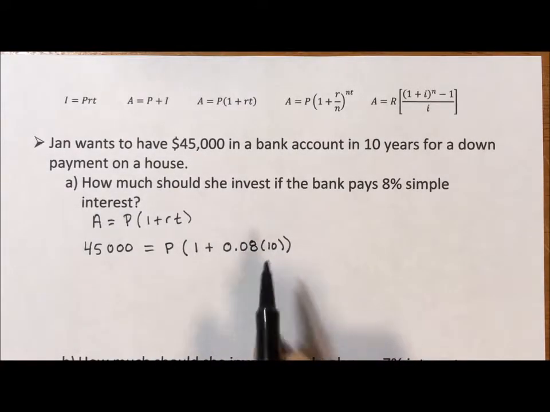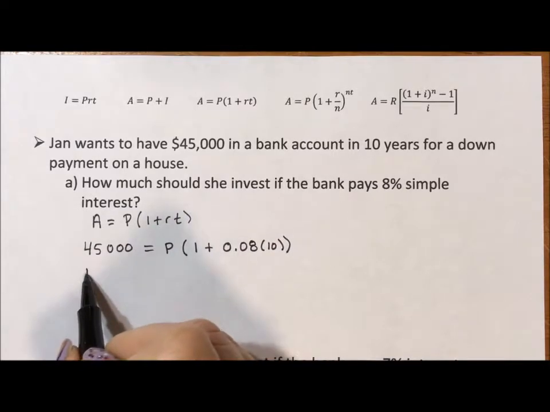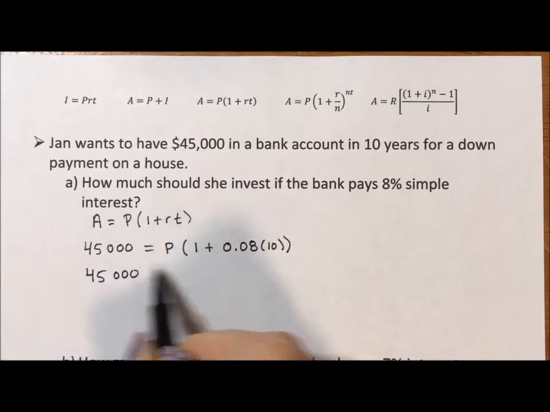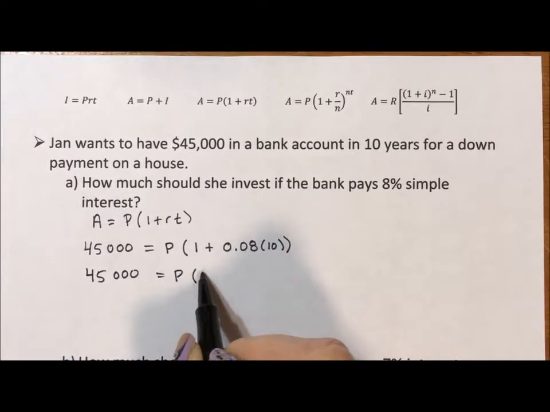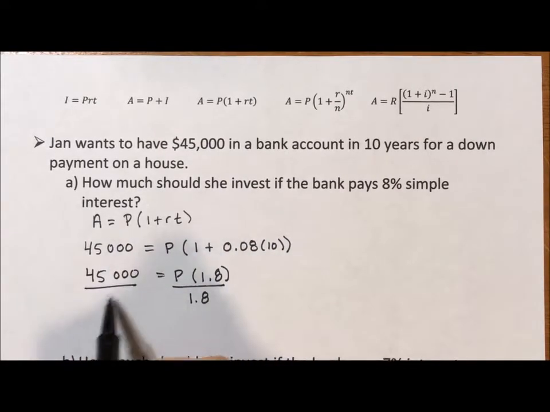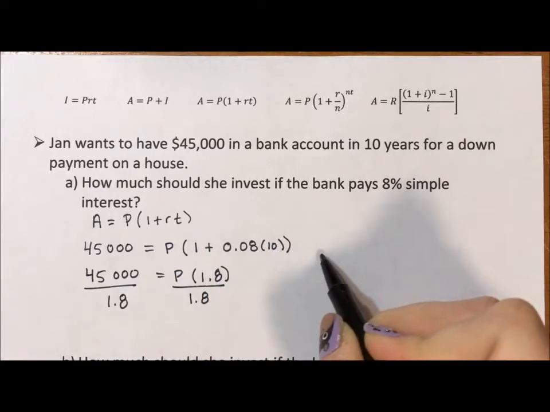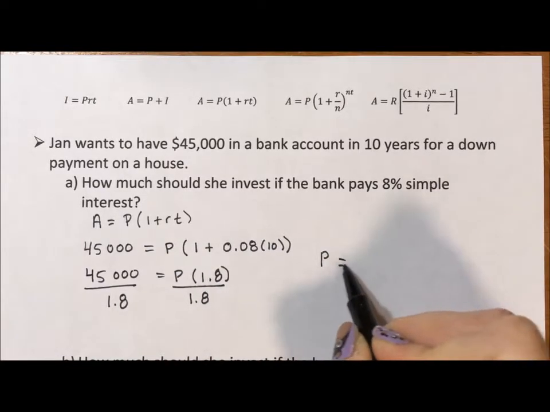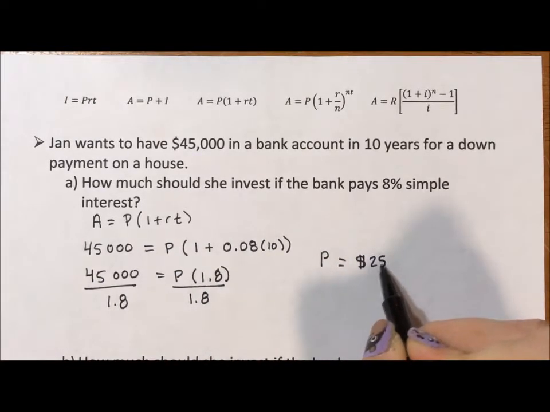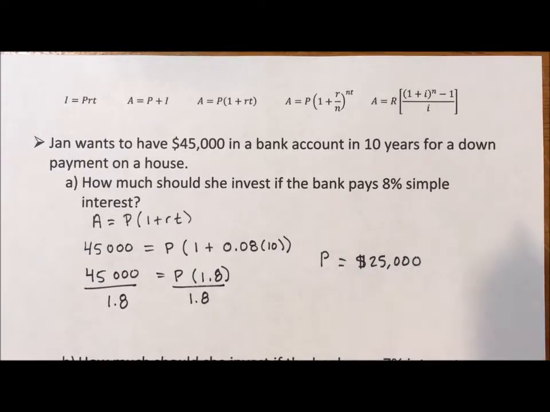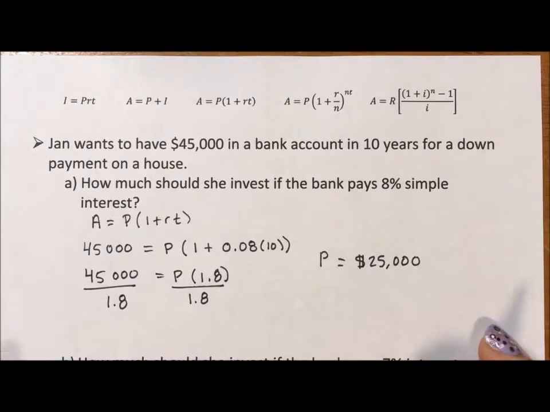If we want to calculate this first, we don't have to. We could just divide right away. We would have 45,000 equals P times 1.8. And if we divided by this 1.8, we would see that the initial amount she needs to invest is $25,000. So 25,000 today, 45,000 in 10 years.